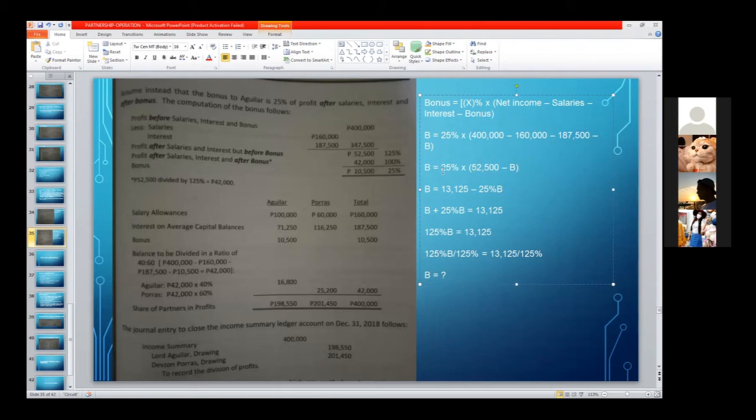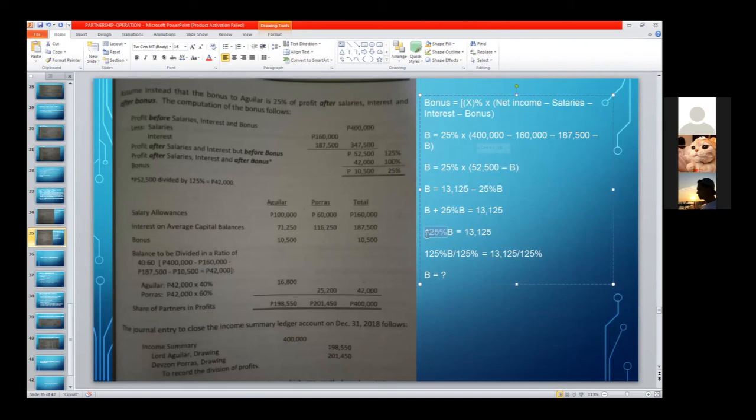And then next natin is i-multiply natin tong 25% dito sa 52,500. Kaya nakuha natin ito. Okay. And then multiply din natin yung 25% dito sa B. Kaya lumabas ito. Dahil meron siyang variable, ilipat natin siya dun sa kabilang side. Transpose natin. So kaya naging 25% na positive ngayon. Kasi kanina di ba negative siya. Pag tinranspose nyo, magiging positive. Ayan naging positive siya. From negative to positive. Okay, pag add nyo itong dalawa, magiging 125% B.